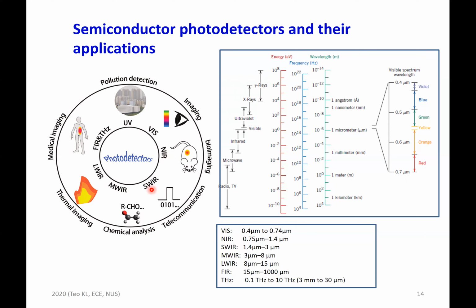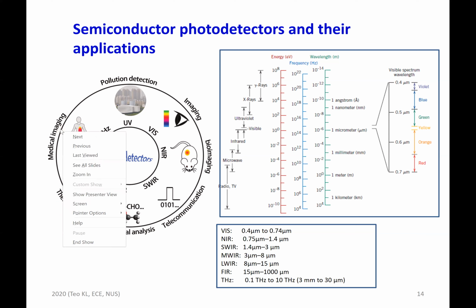Telecommunication uses short wavelength infrared, such as indium gallium arsenide, in optical fiber to transmit signals, internet communication, and cable television signals. Mid wavelength infrared is for chemical analysis, and long wavelength infrared is for thermal imaging. For example, mercury telluride can be used for thermal imaging. And for medical imaging, you need devices that make use of gallium arsenide for terahertz applications.